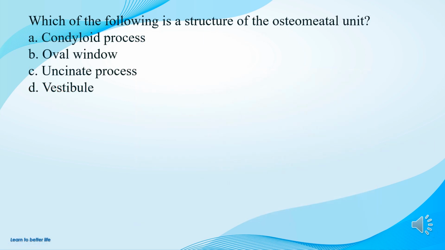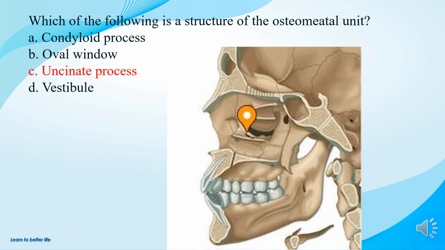Which of the following is a structure of the osteomeatal unit? A. Condyloid process. B. Oval window. C. Uncinate process. D. Vestibule. The answer is C. Uncinate process.